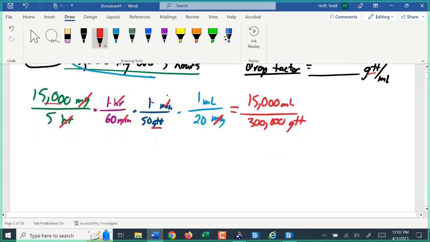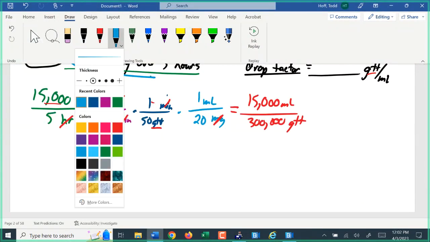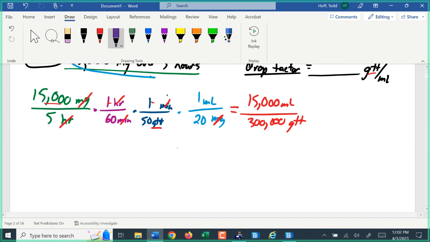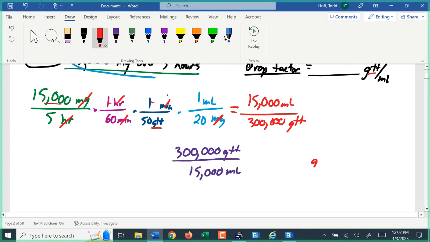So now before we divide that out, we're going to do the reciprocal. So I'll put the 300,000 drops on top and the 15,000 milliliters on bottom. And so we're going to have drops per milliliter.